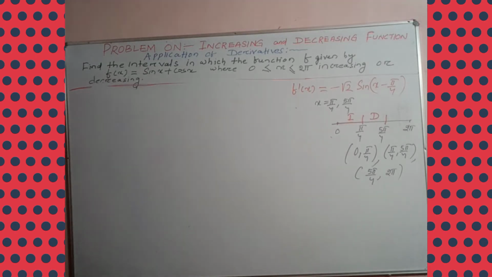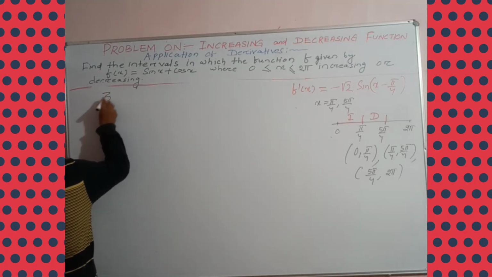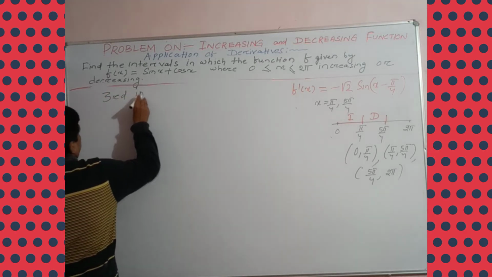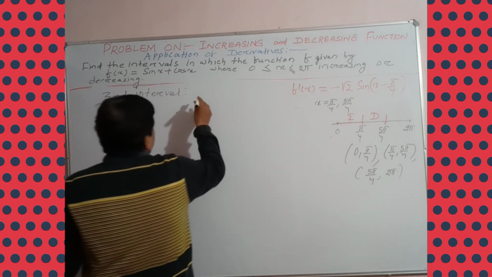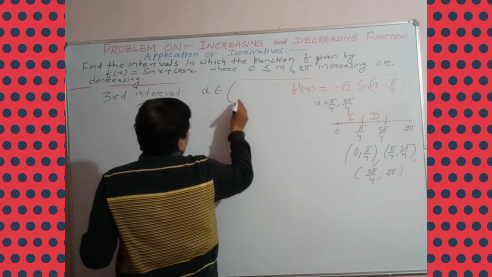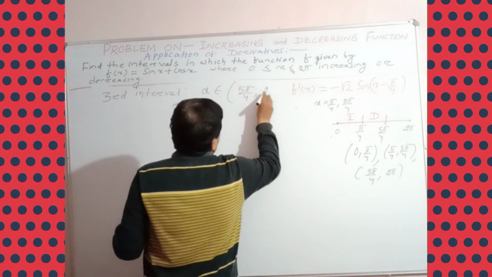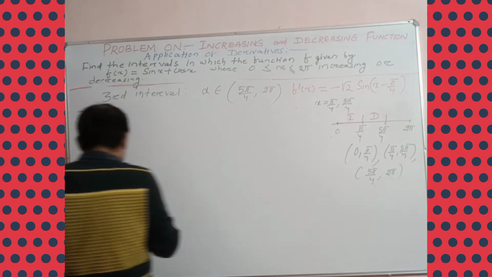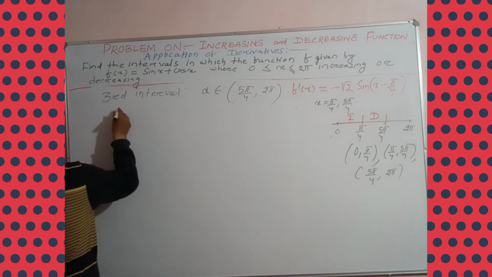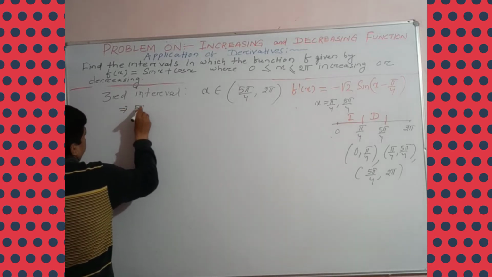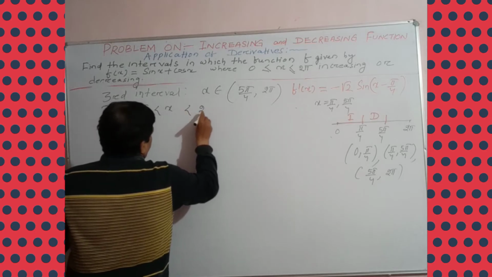Now let's see the third interval. What is the third interval? Third interval is that x belongs to 5 pi by 4 to 2 pi. Yes or no? That implies 5 pi by 4 is less than x is less than 2 pi.